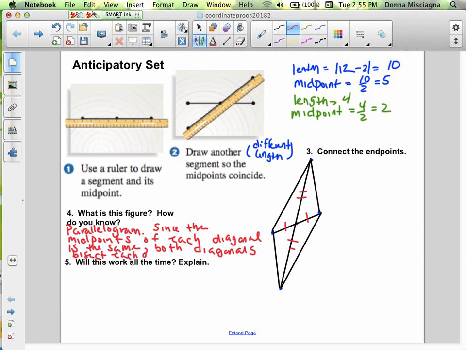And we learned that in the lesson on parallelograms. Will this work all of the time? Yes. Right, so parallelograms are quadrilaterals whose diagonals bisect each other, and this can go the other way.